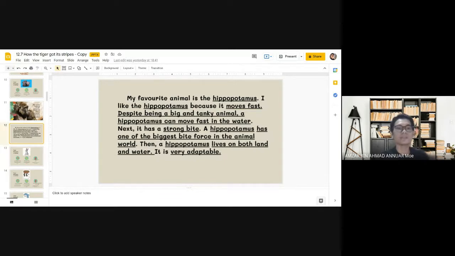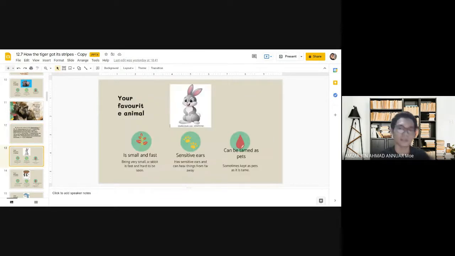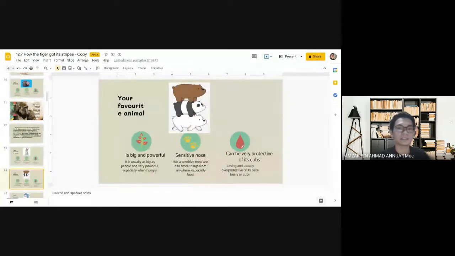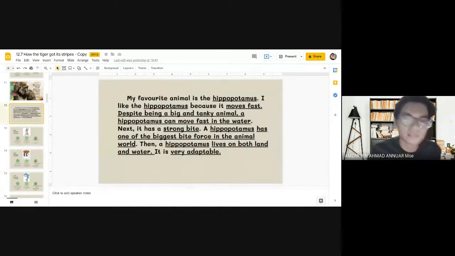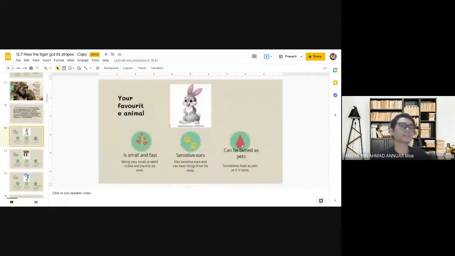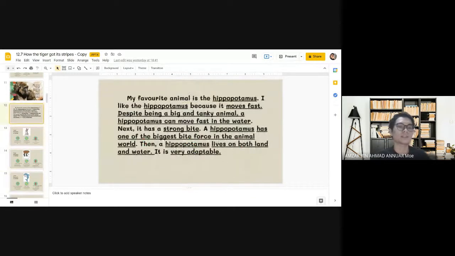So I have already prepared several examples here. You might want to write about a rabbit. You might want to write about a bear. Or you might want to write about a dolphin. I've prepared examples here. But then, you need to look at the examples. Nak tengok contoh ke? Tak perlulah kan? Buat guna binatang awak je lah.